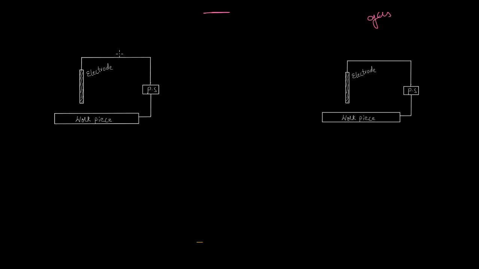In this DC straight polarity and DC reverse polarity, that means the electrode is nothing but cathode and workpiece is nothing but anode. Here electrode acts as anode and workpiece acts as cathode. These concepts are very important. That's why I'm stressing these DCSP and DCRP concepts repeatedly.